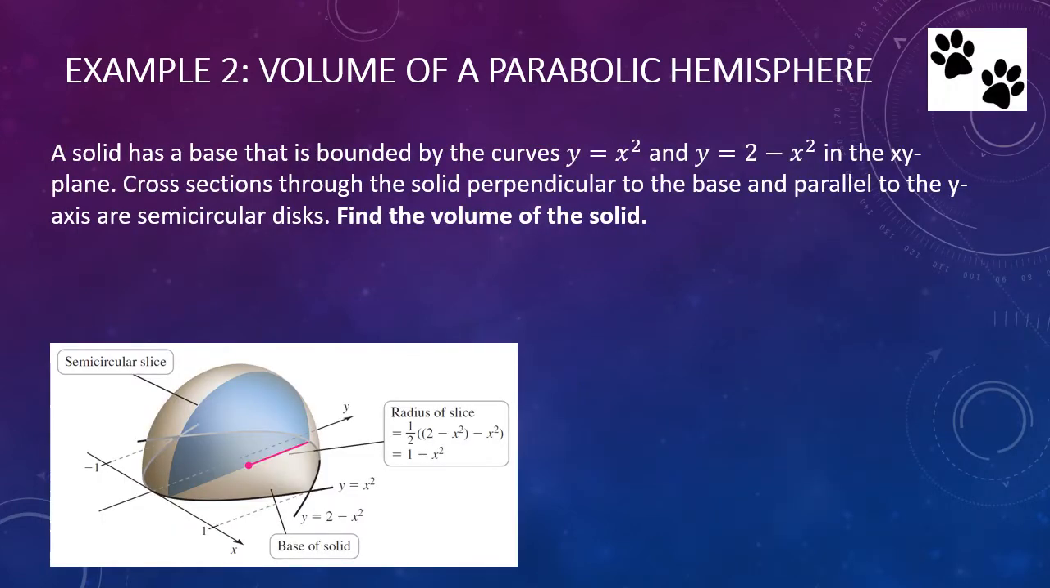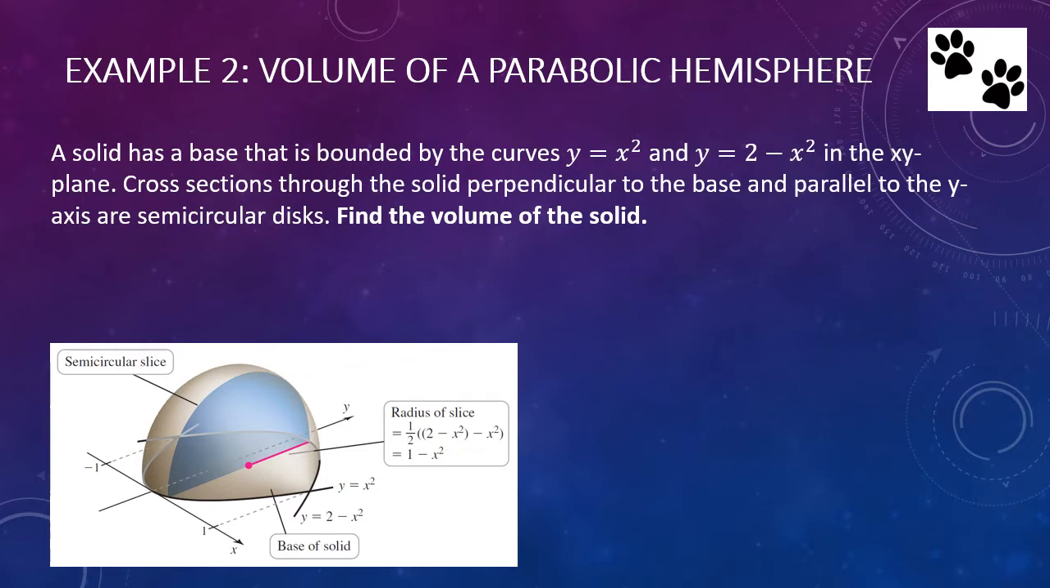So let's look at our next example. Example 2, volume of a parabolic hemisphere. A solid has a base that is bounded by the curves y equals x squared and y equals 2 minus x squared in the xy plane. Cross sections through the solid perpendicular to the base and parallel to the y-axis are semicircular discs. Find the volume of the solid.